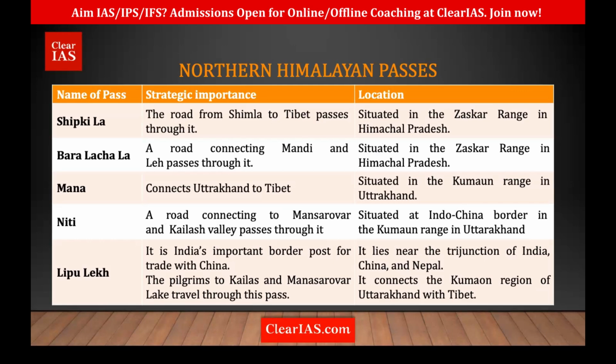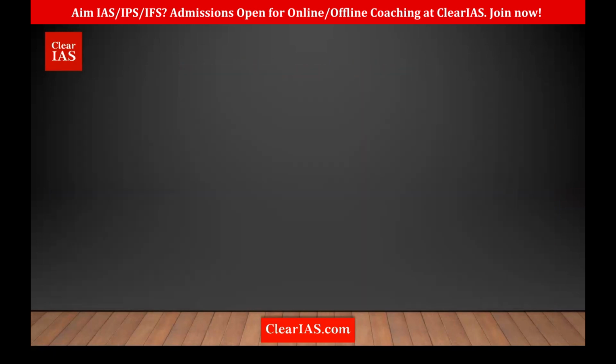Then Mana Pass is there. Mana, Niti and Lipulekh are in Uttarakhand. Mana and Niti connect Uttarakhand to the Tibetan region. It is in the Kumaon Himalayas. Shipki La and Baralacha La are on the Zanskar ranges. And Lipulekh is at the tri-junction of India, China and Nepal. Through that, the Sharda river flows, which is a tributary of the Ganges. So there was a lot of dispute in that Lipulekh region.